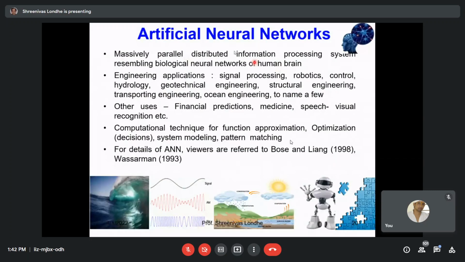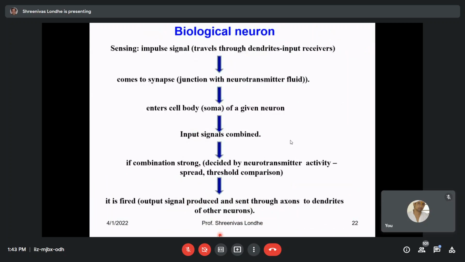So if you can create such a network which is massively parallel, which can distribute the information like this brain, then it is known as an artificial neural network. So the words massively parallel are there. Now going ahead with this again. This is again a flowchart of what we have discussed right now.